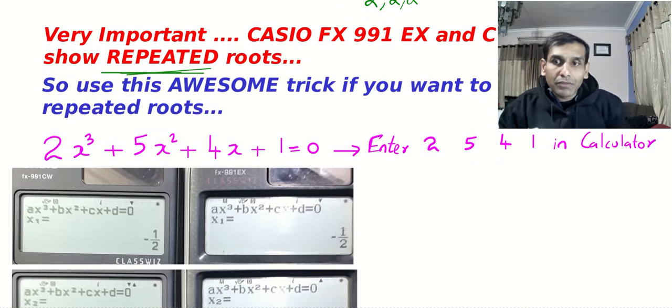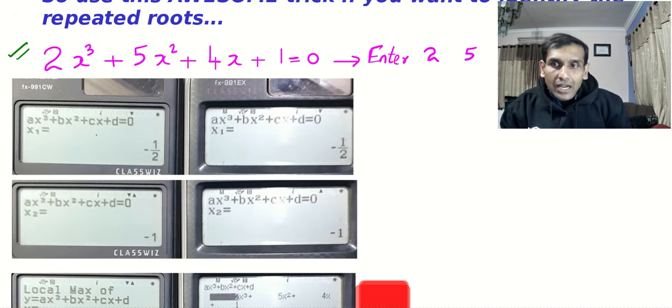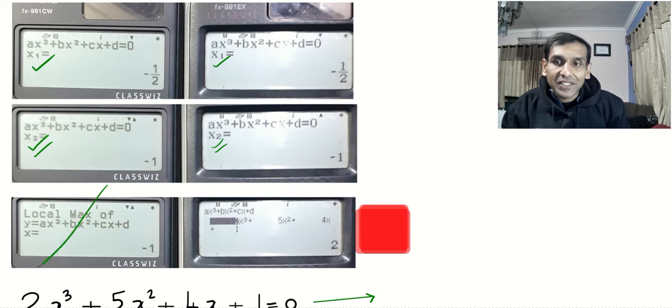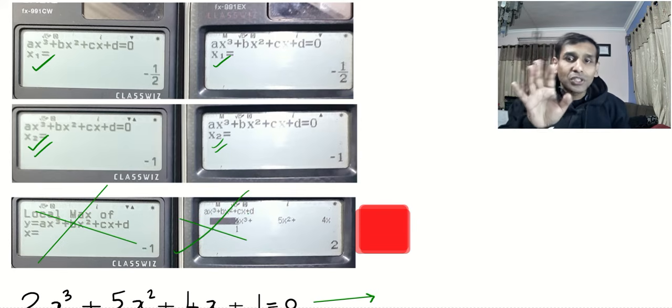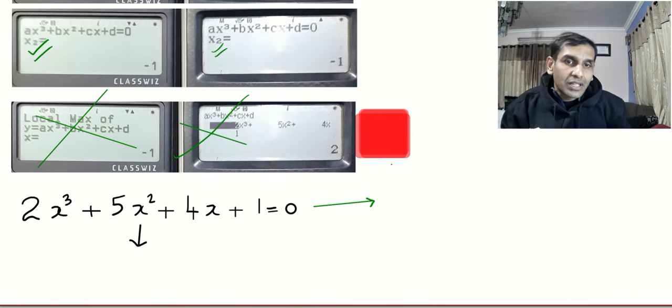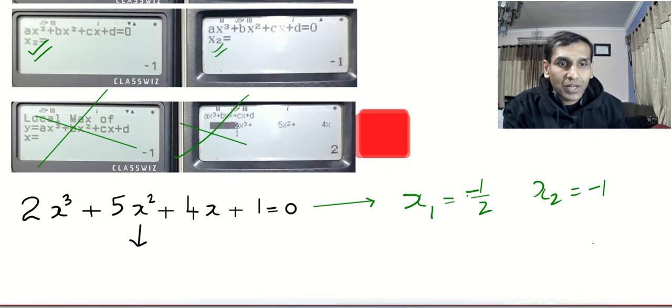So I'll give you one example for that. I took this equation. Come on, put it in equation mode. I'm not showing those steps. You can just check with the video and look at this. I got x1 in both the calculators. I got x2 in both the calculators, but it is not showing x3. Check it in your calculator. Your calculator will not show x3. So what you do is you write the values of x1. What is x1? Minus 1 by 2, and x2 is equal to minus 1.